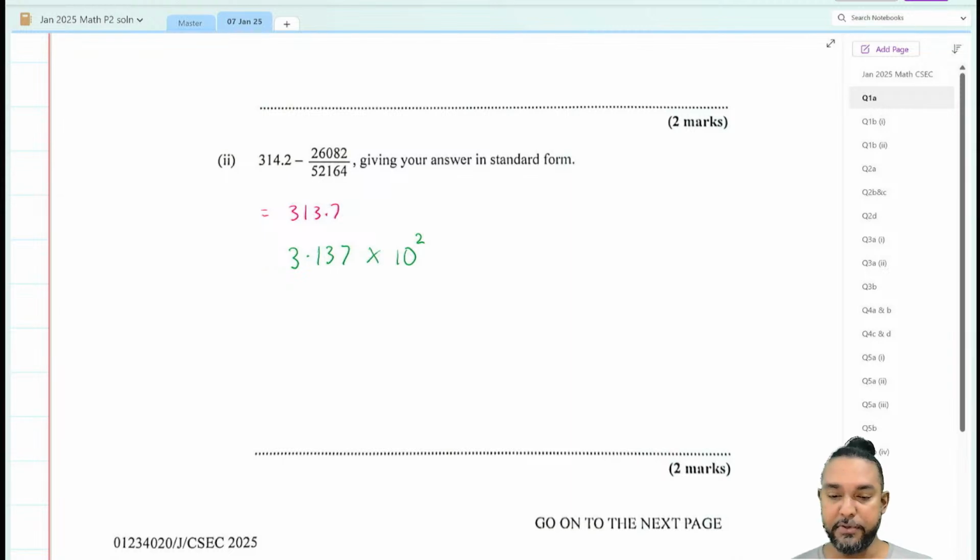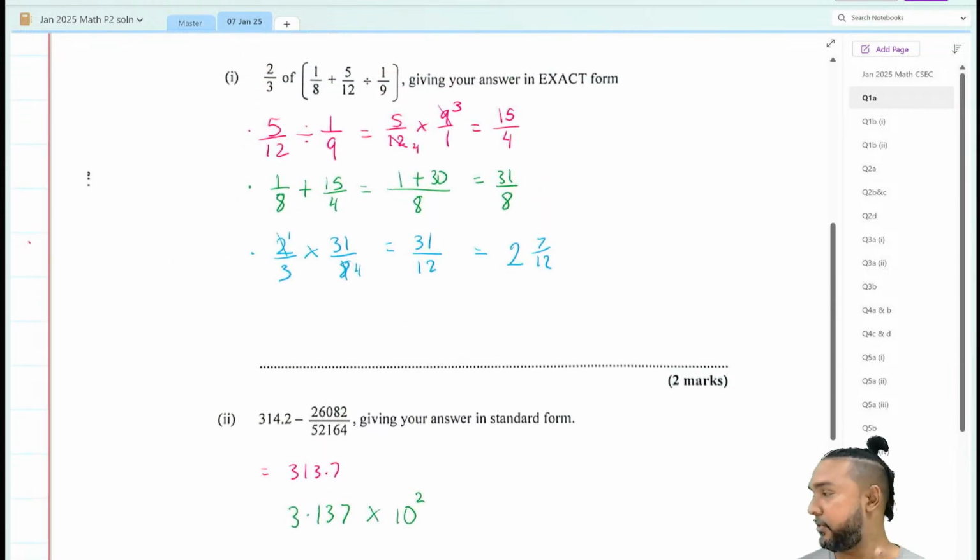All right, so that's the first page done. Par for the course. More or less things looking decent.